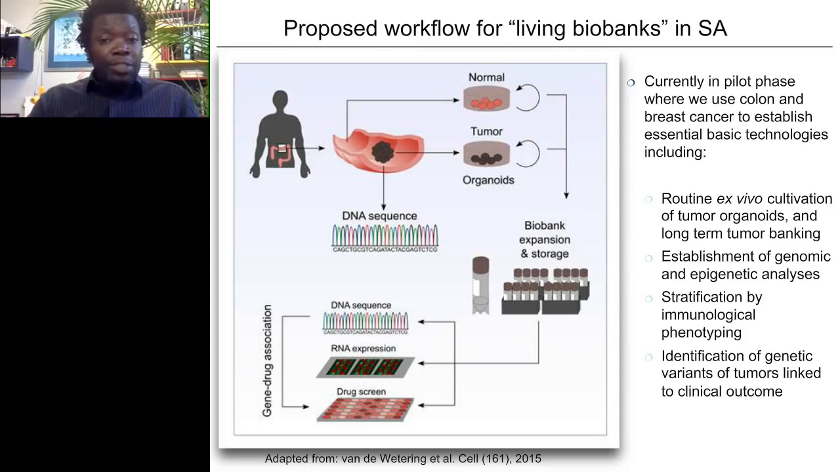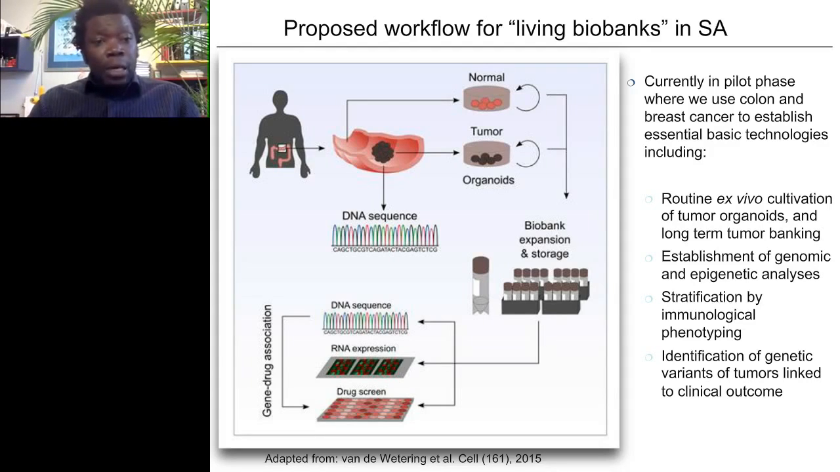The idea, as mentioned earlier, and we're in the pilot phase of this, is to do really routine ex vivo cultivation of these tumor organoids and bank them over the long term. Secondly, we'd like to establish the genomic and epigenetic analyses associated with a subset of these tumors that would inform, of course, research purposes, but also enable stratification by immunological phenotyping, using, for example, antibodies to HER2 receptors and scoring for triple negative status in breast cancer. And finally, to identify genetic variants of tumors that are linked to specific outcomes.